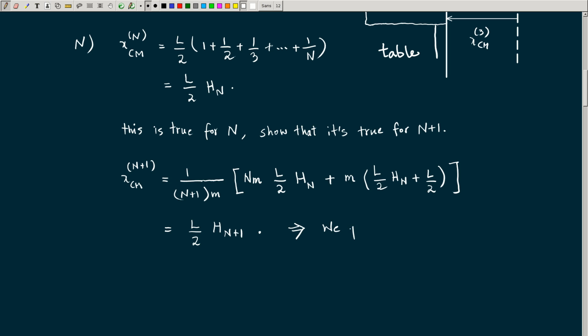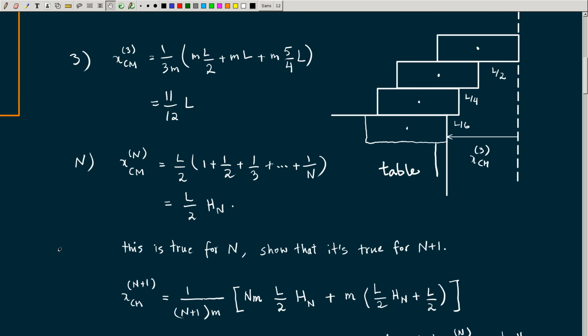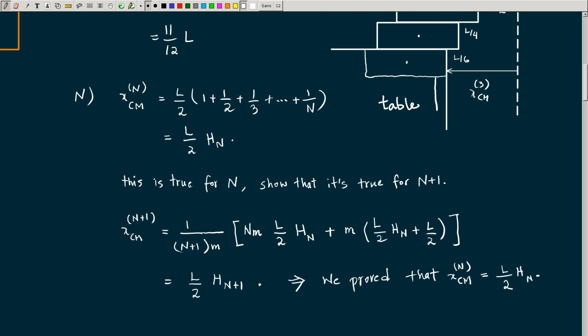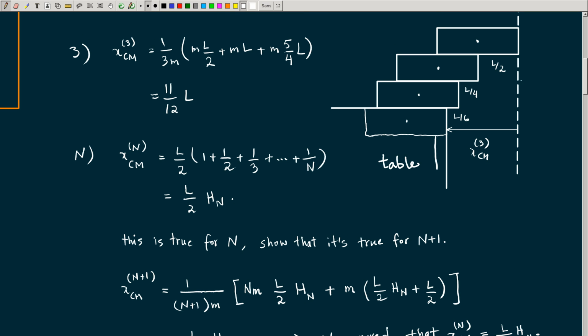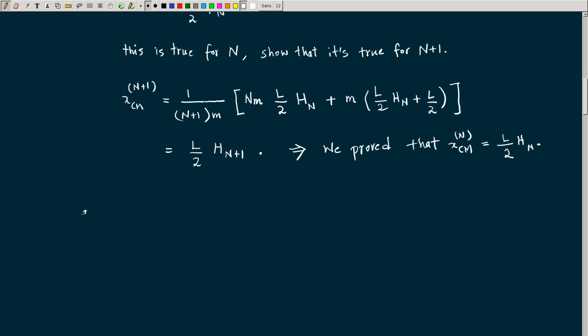So we proved that this formula is true, which is xcm n is L over 2, sorry, this is h n. All right, the last comment I'm going to make about this problem is that we asked if any one of these books will pass the table all the way. I'm going to just leave this as an exercise. Let's put an exercise here.